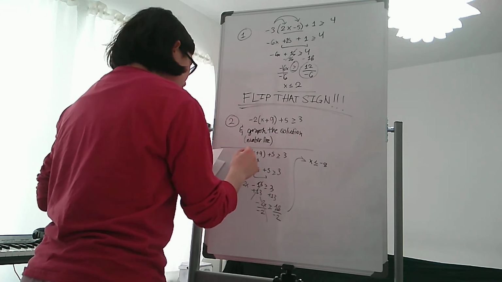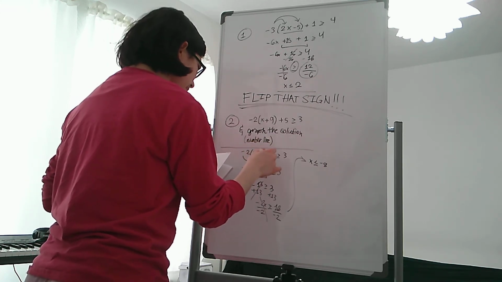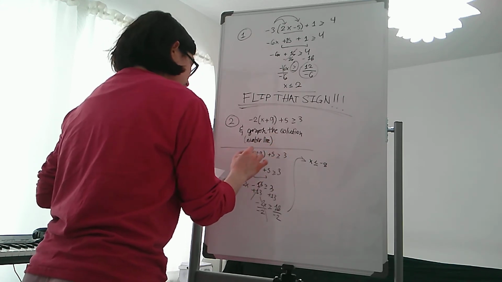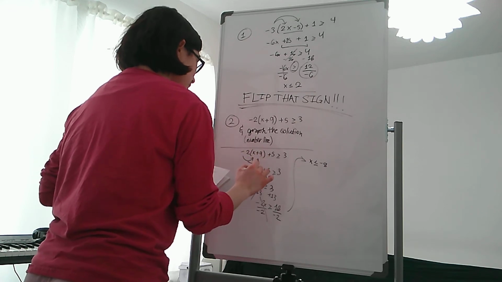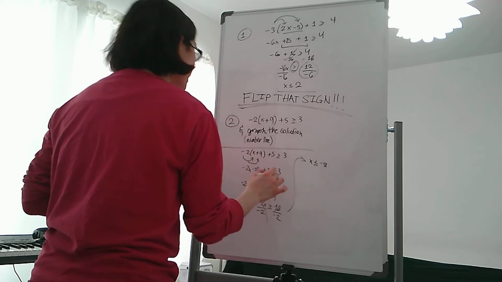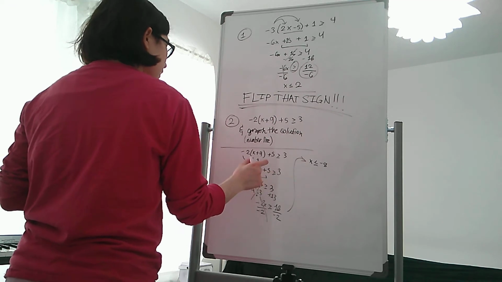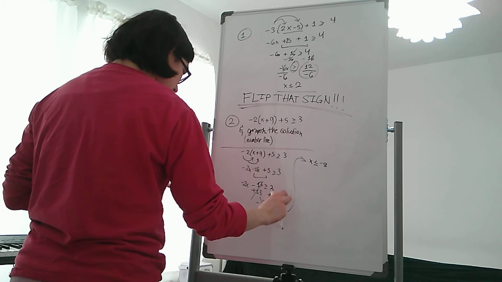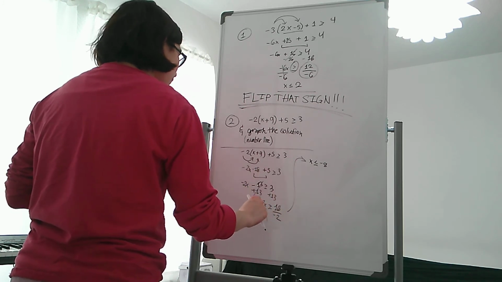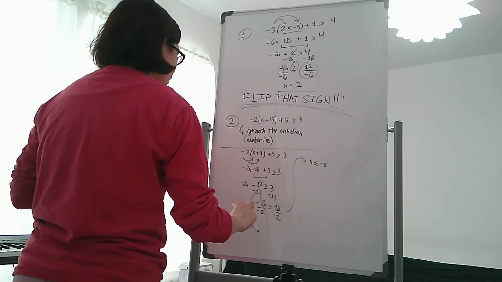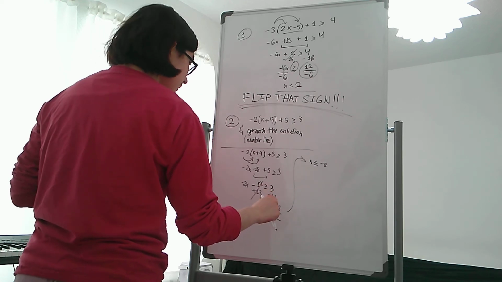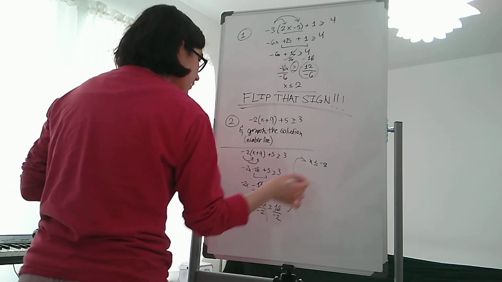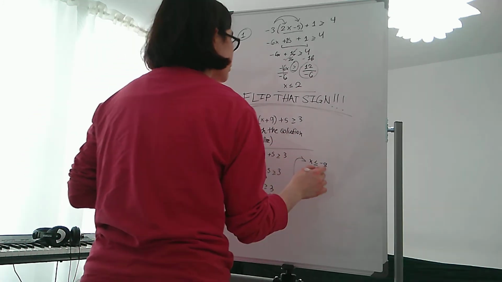We had -2 times the quantity x plus 9, plus 5 is greater than or equal to 3. We apply the distributive property: -2x minus 18 plus 5 is greater than or equal to 3. Combine like terms: -18 plus 5 is indeed -13. Then we add 13 to both sides, so -2x is greater than or equal to 16. So then x is less than or equal to -8.